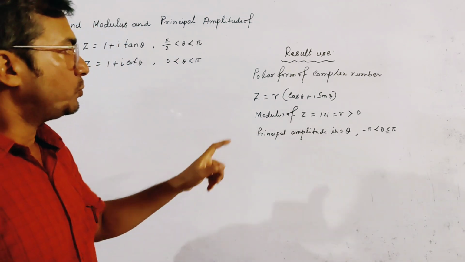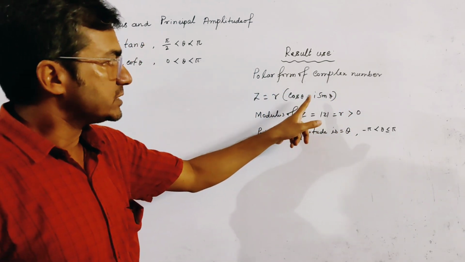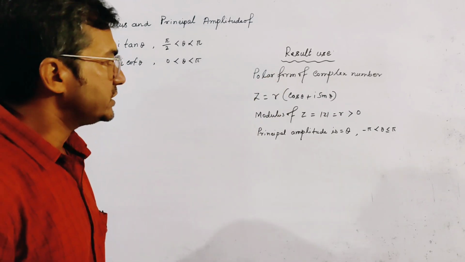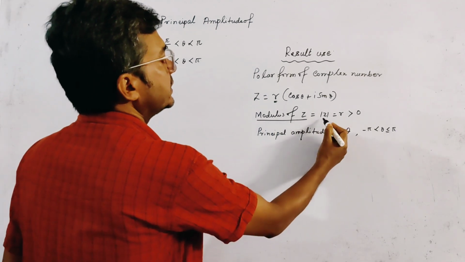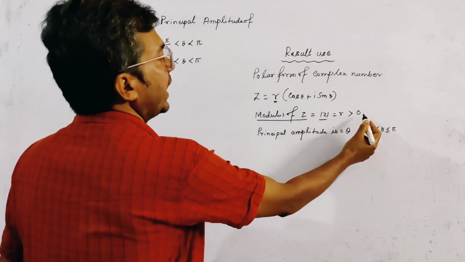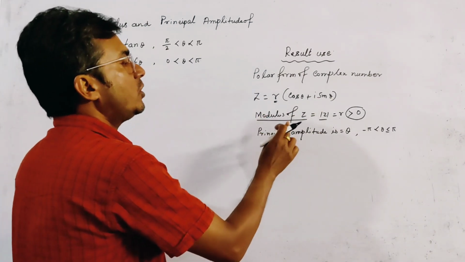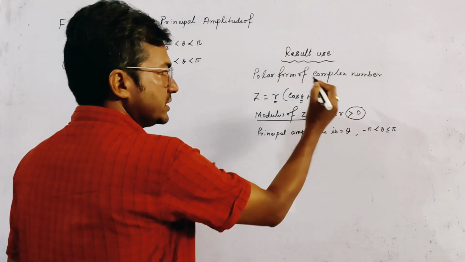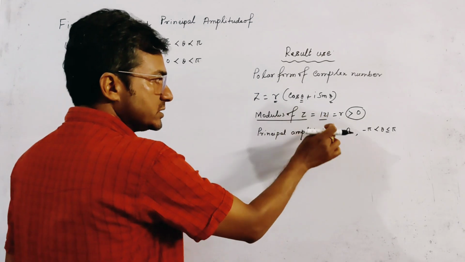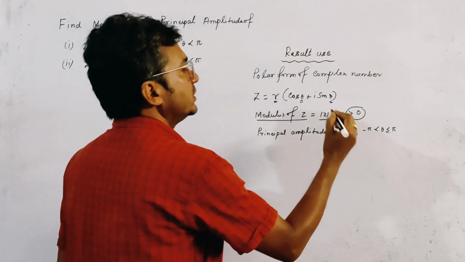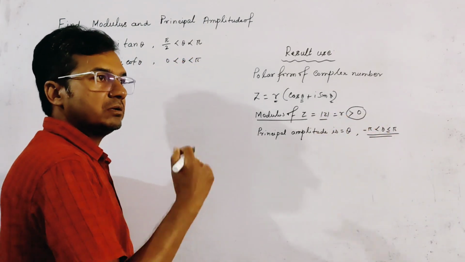We know that the polar form of a complex number z is equal to r into cos theta plus i sin theta. Okay, what is r? r is said to be the modulus of z. This is denoted by mod z, and this is r, and it is always greater than 0. And the principal value of the amplitude is the angle theta, where the value of theta must be in the range minus pi less than theta less than pi.